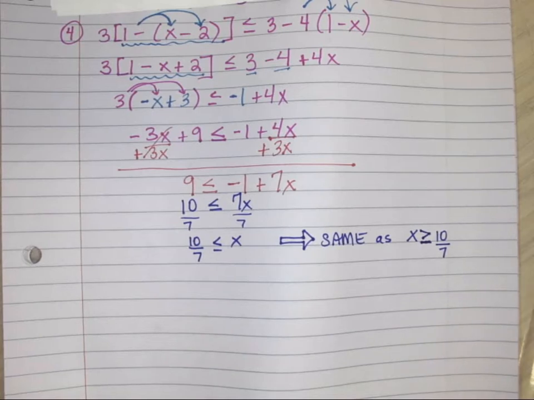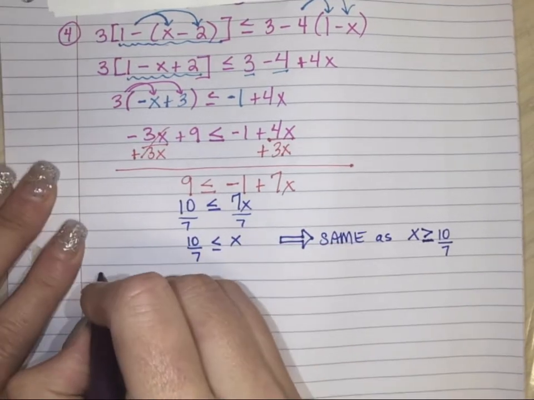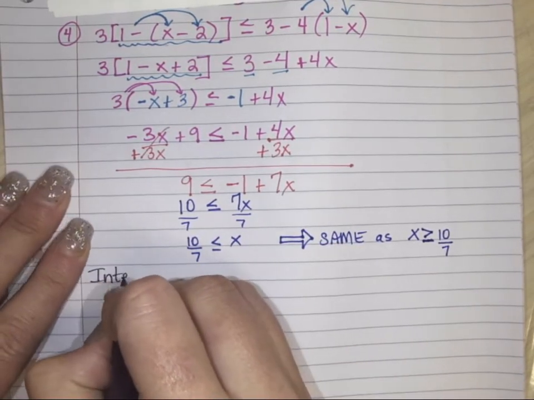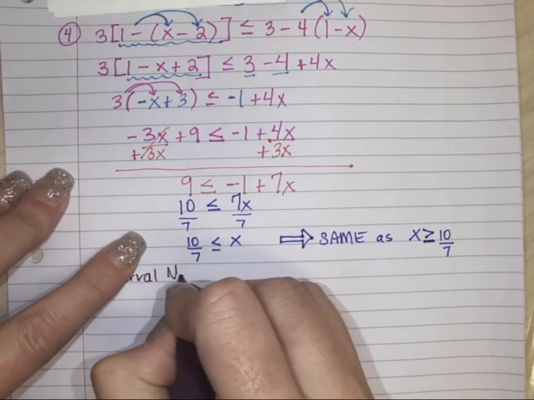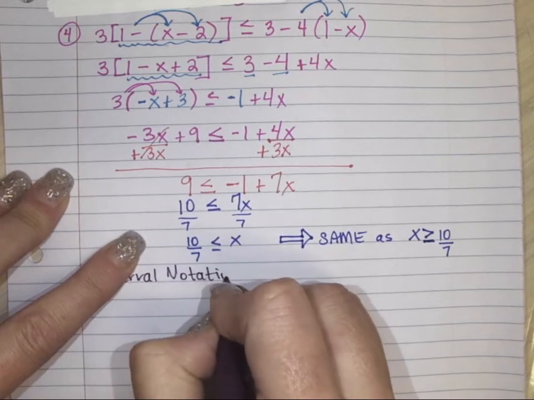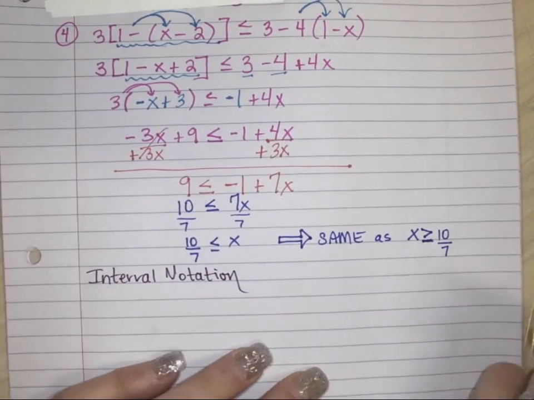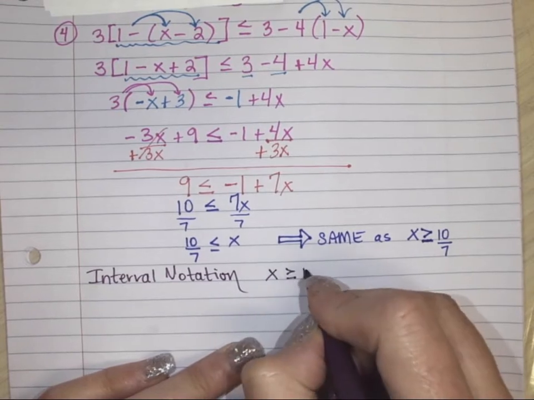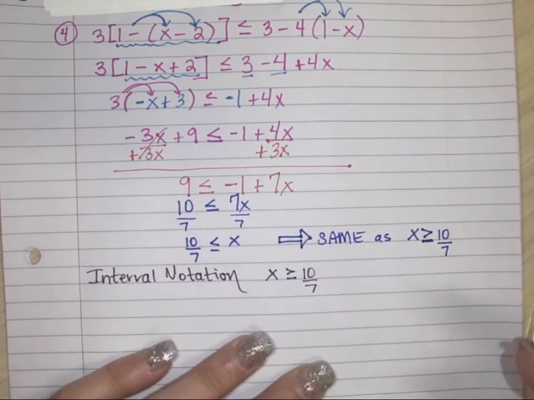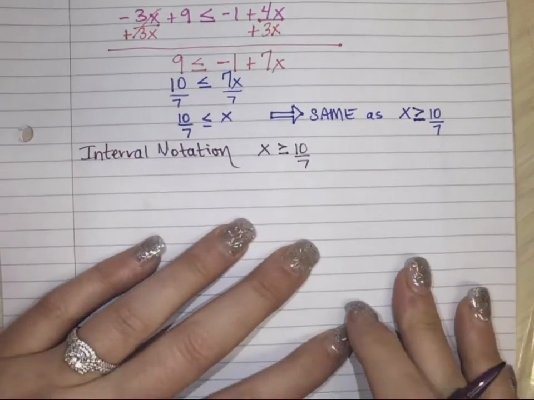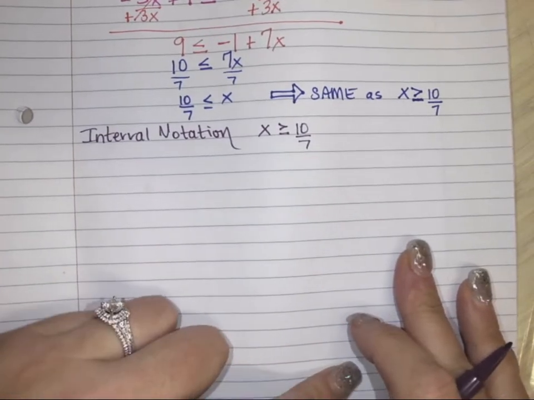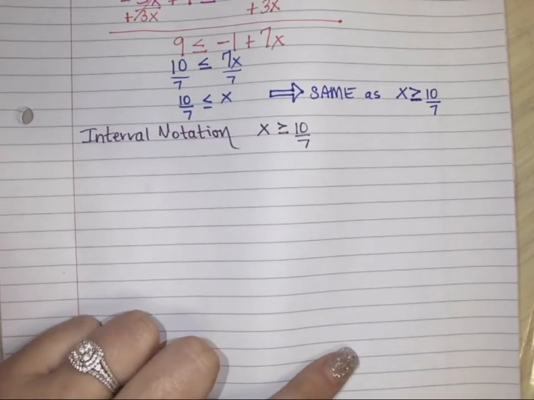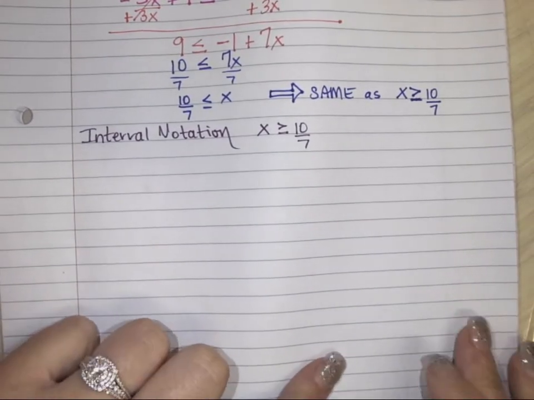All right, but our last step, remember, we're going to write our answers in interval notation. So this is what that looks like. This is what we're writing in interval notation: every number greater than or equal to 10/7. Once again, you can use a number line to help you visually see it. You don't have to, but you can.